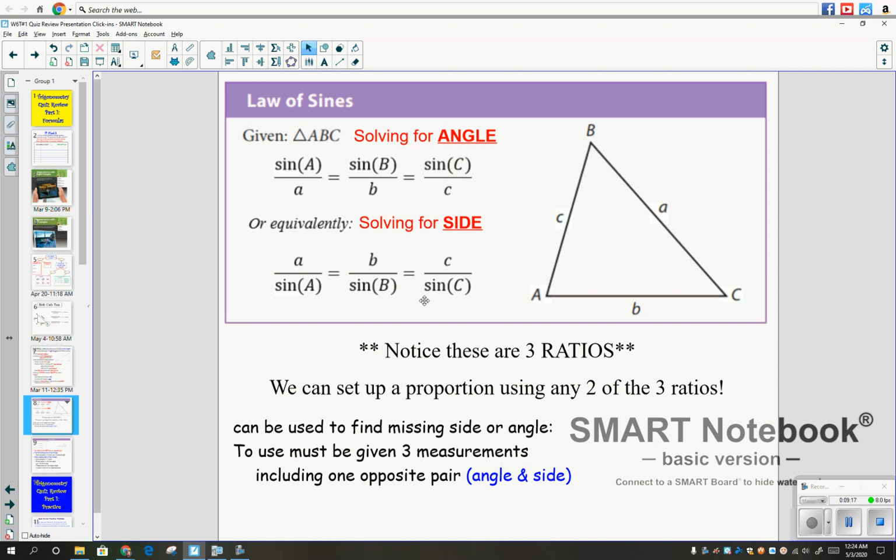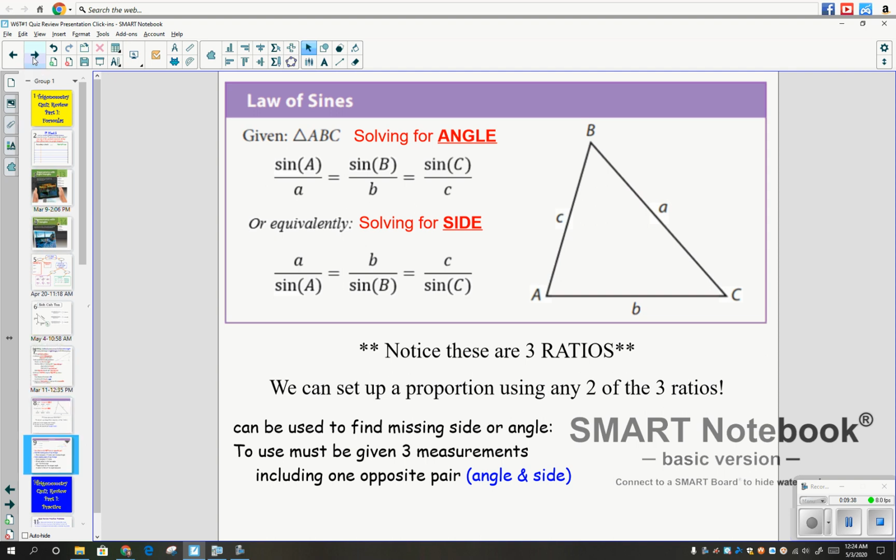And when do I use law of sines? Again, we have to have an opposite pair that I know the measure of. Because when I set up law of sines and I set up my proportion, I should only have one missing variable in my proportion. If I have two, I either set it up incorrectly or I'm not able to use law of sines to solve that.